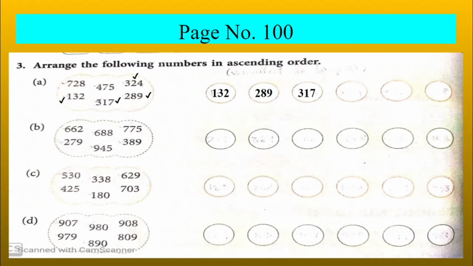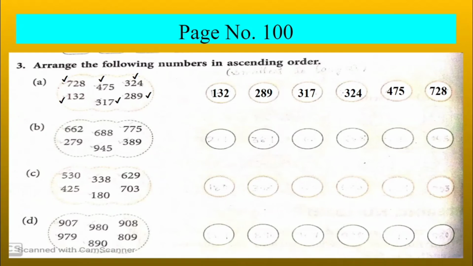324. So we will write 324 after 317. Now we are left with the last 2 numbers, that is 728 and 475. So which among the 2 is the smallest number? Yes, 475. So we will write 475 after 324. Now we are left with 1 number, that is 728. So it is the greatest number among all the numbers. So we will write 728 after 475.